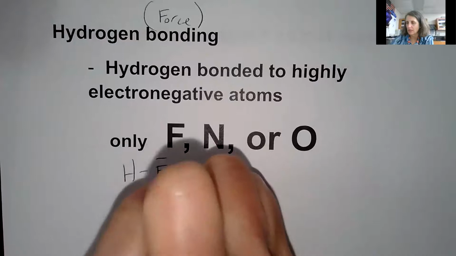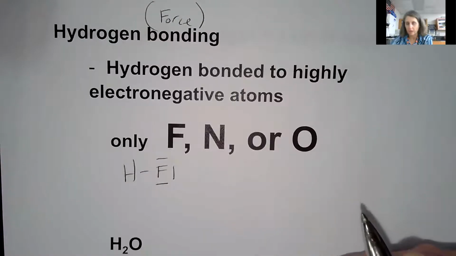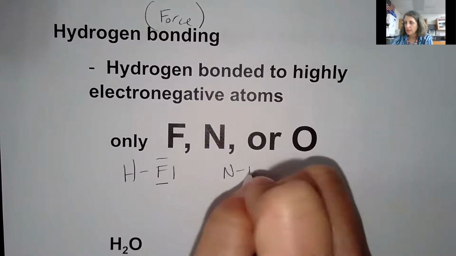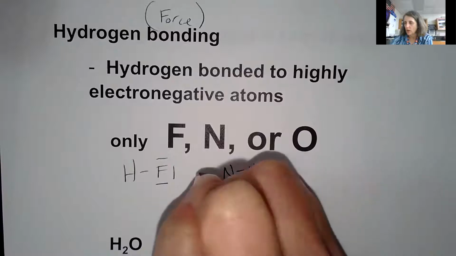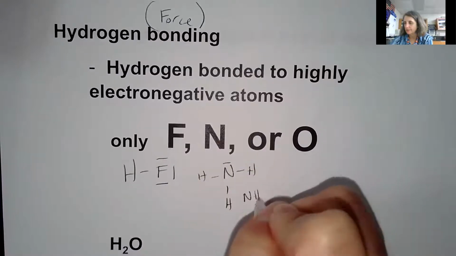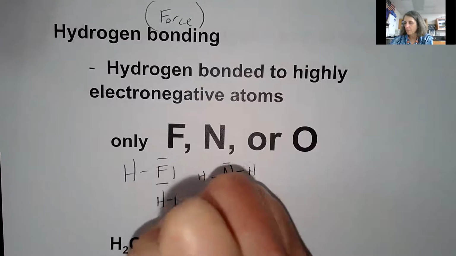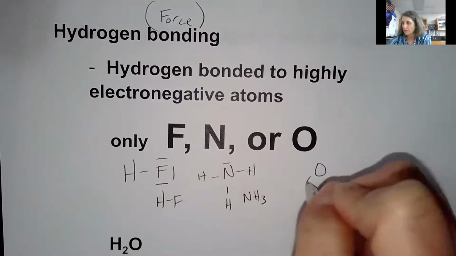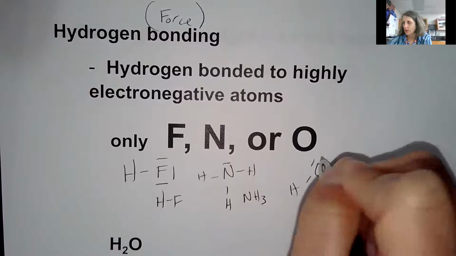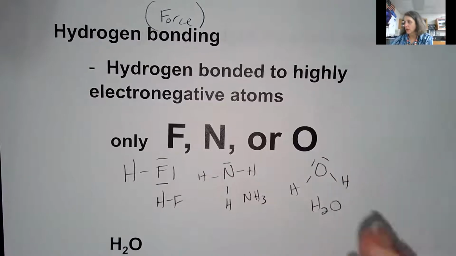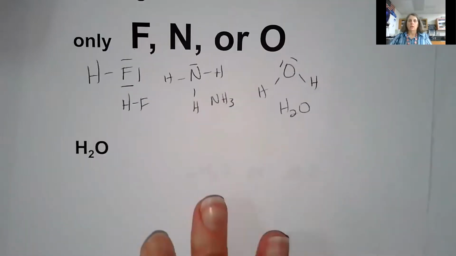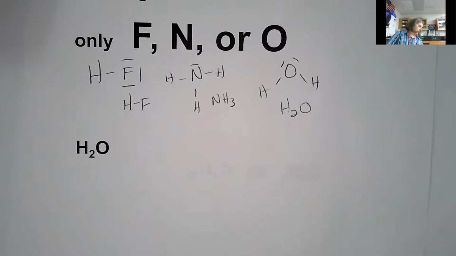Hydrogen attached to fluorine, so HF is the formula. Nitrogen attached to hydrogen, so ammonia, NH3. And then, of course, our friend water. That's going to be the one that we talk about the most, water. Water has hydrogen bonding, and it lends itself to a lot of interesting properties that water has that other molecules don't have.